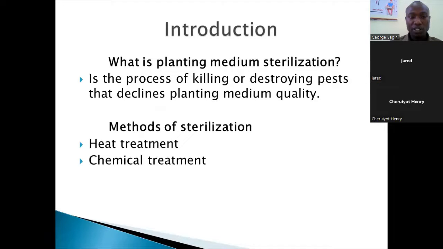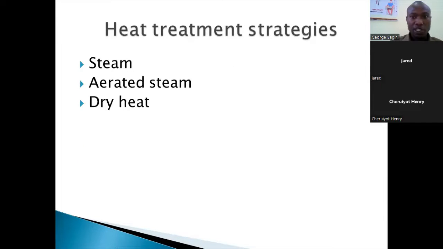So we have two methods of plant media sterilization. The first one is heat treatment, and the second one is chemical treatment. But for the sake of this lesson, we are going to learn about heat treatment. Under heat treatment, we have three strategies that we use to sterilize soil. The first one is steam, the second one is use of aerated steam, and the last one is use of dry heat. Please discuss and present your findings in 2 minutes concerning these three strategies.